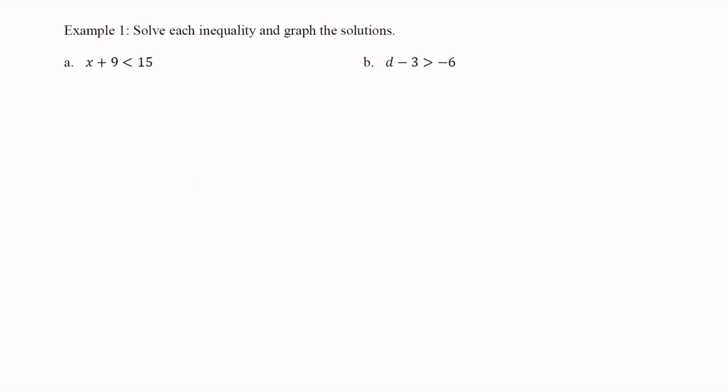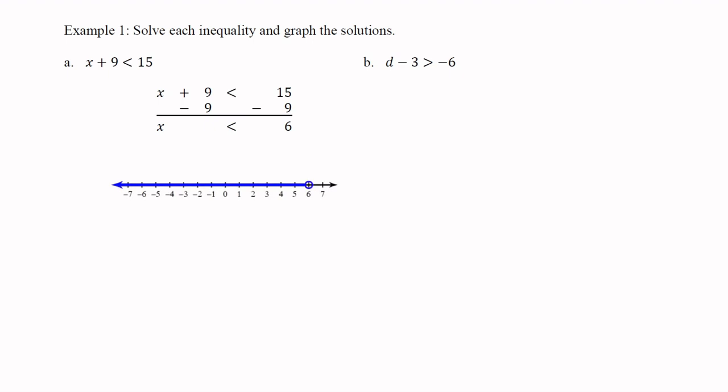So let's do a couple of examples. For A, we have x plus 9 is less than 15. We are going to solve this by subtracting 9 from each side, and that gives us x is less than 6. And now that we have the solution, we can graph the solution by putting an open dot at 6 and graphing all values that are less than 6.